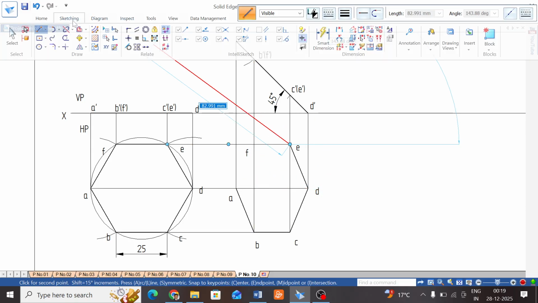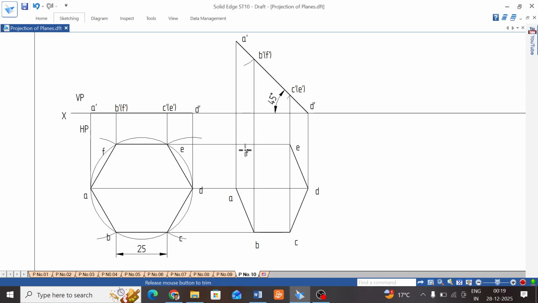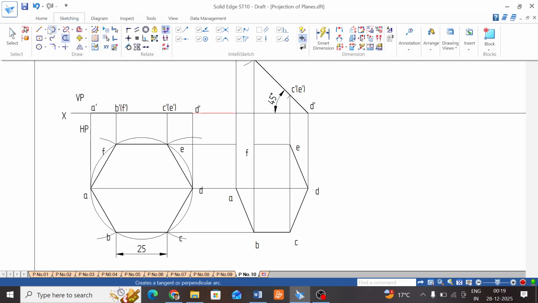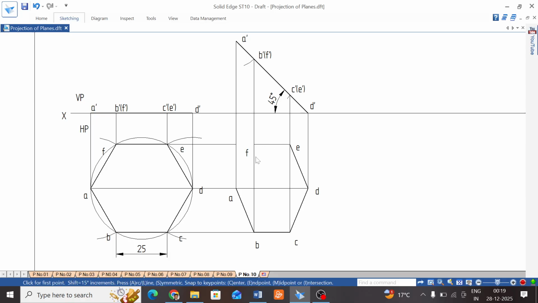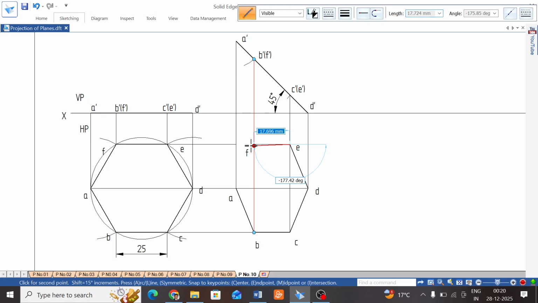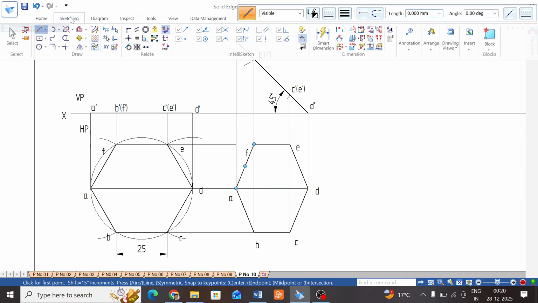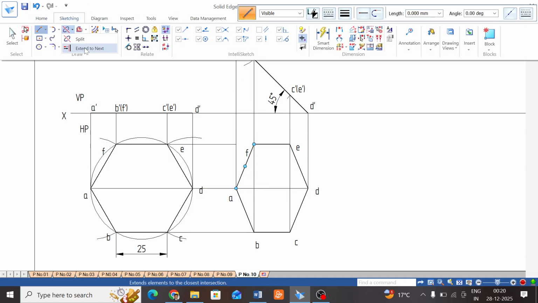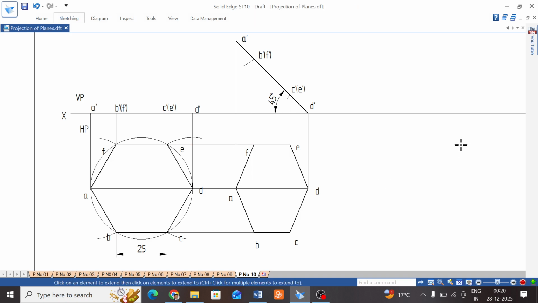You are not getting f; this point is f. Then e, f, then again a. Okay, this is the apparent lamina of the hexagonal lamina, and it's a beta method problem.